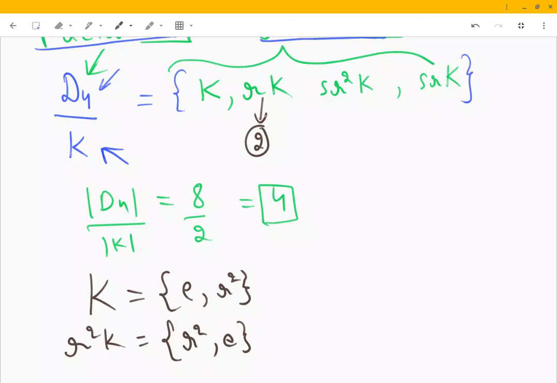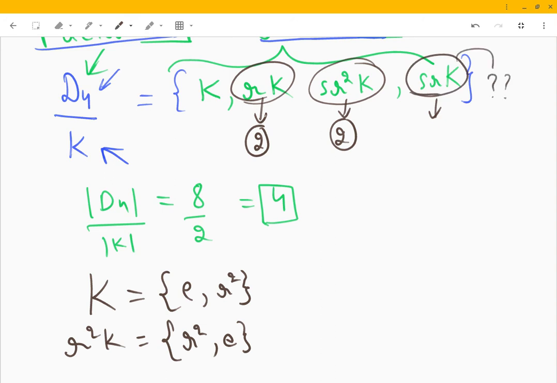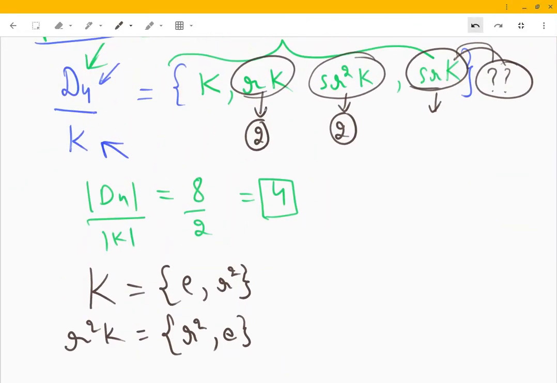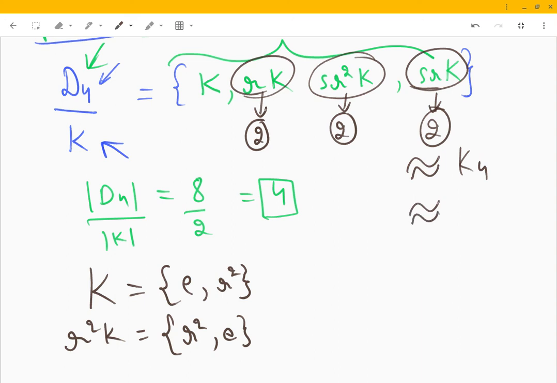I don't know why I got confused. This also has an order 2. Order 2 means it is self-invertible. If this is not self-invertible, then we should have another element, which should have been its inverse. But since it is standing alone here, oh my god, what am I doing? I'm sorry for this. It happened twice. So its order is also 2. And this is isomorphic to K4 indeed, or isomorphic to Z2 cross Z2.